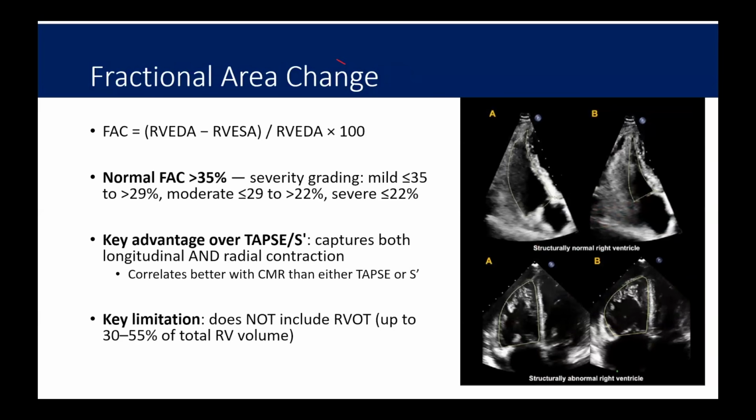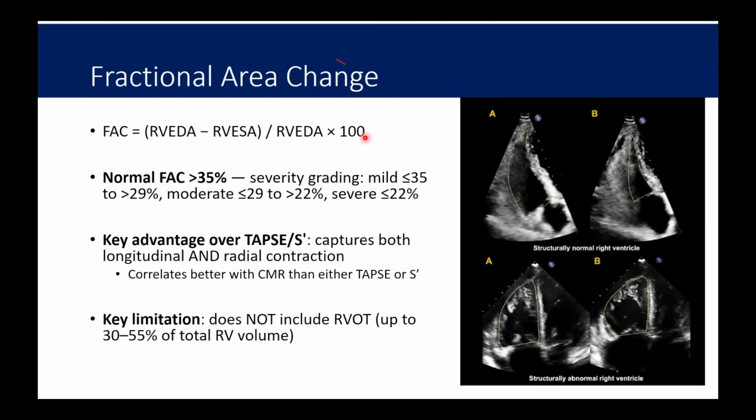So now we'll move on to fractional area change, and this is where we start getting a more global picture of RV function. Unlike TAPSE and S prime, your FAC captures both longitudinal and radial contraction by tracing the entire border of the RV endocardium, both in diastole and systole. When you're tracing it, you're basically tracing everything: the papillary muscles, the trabeculations, the moderator band, as well as the entire cavity area.